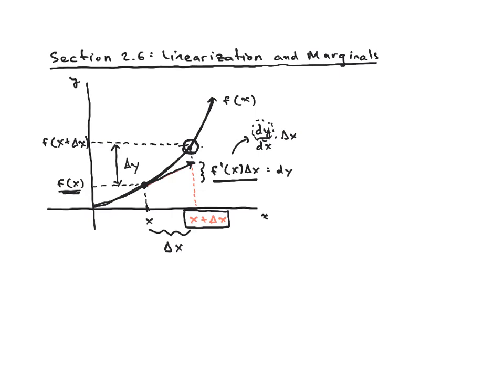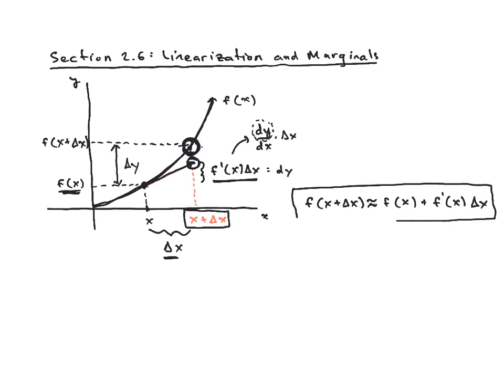So what we can say is that f of x plus delta x is approximately equal to f of x plus f prime of x times delta x. We use the approximately equals because the actual graph is up here, but the approximation using the linearization is down here. If we don't have information about what the graph looks like to the right of x, but we do know its derivative at x and how far over we want to go, delta x, then this gives us a way to approximate the function value at x plus delta x.